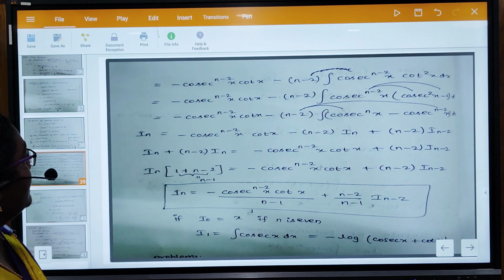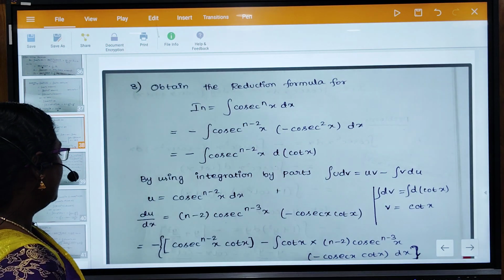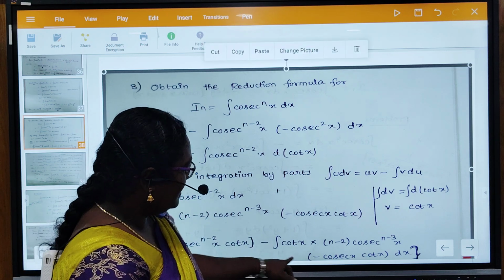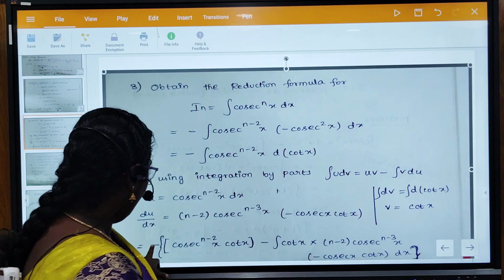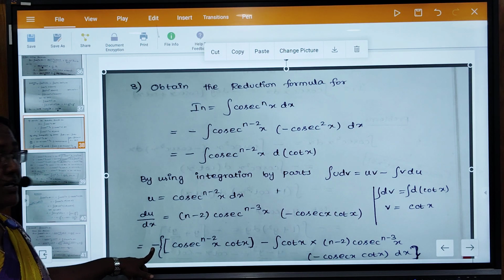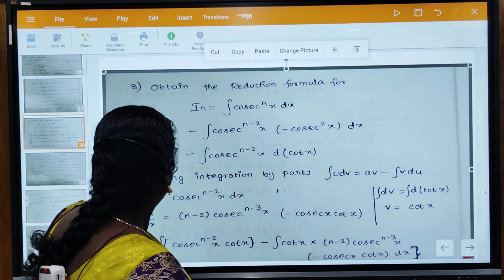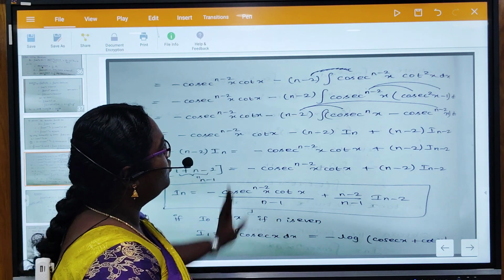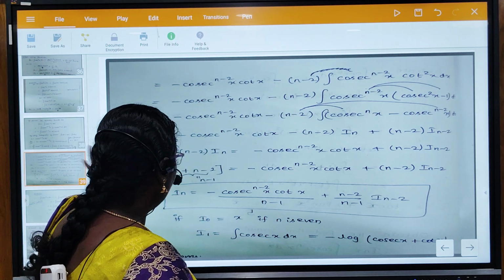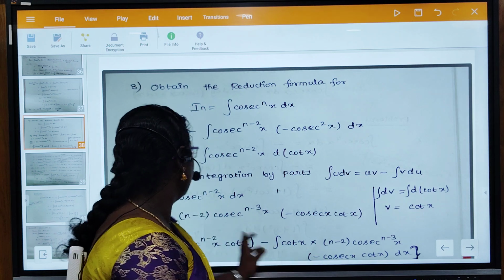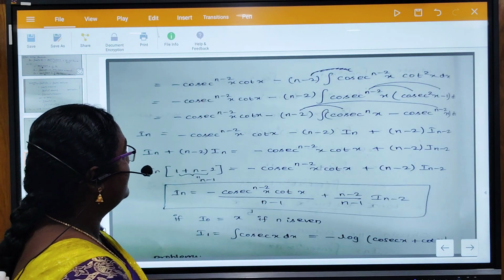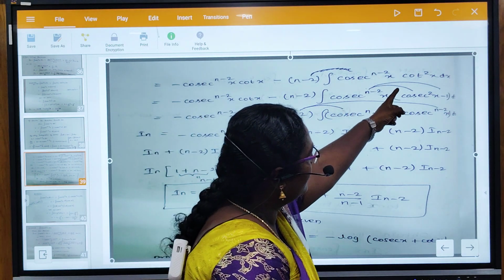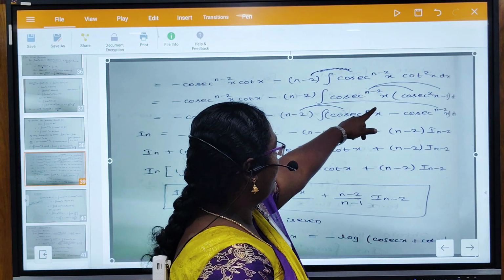Now I am taking the negative sign inside. See, here we have one negative sign, here one negative sign, and here one negative sign. So three negative signs together become negative. So the second term will be negative, and I have removed the brackets. Here we also have cot x and cot x, so that becomes cot square x. Simultaneously I am substituting cot square x is equal to cosecant square x minus 1.